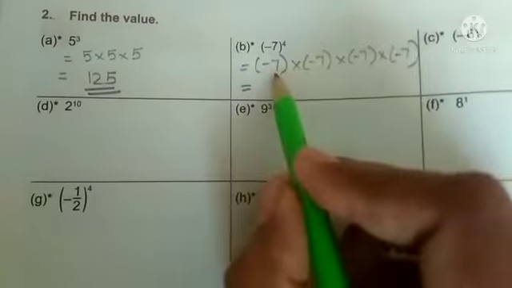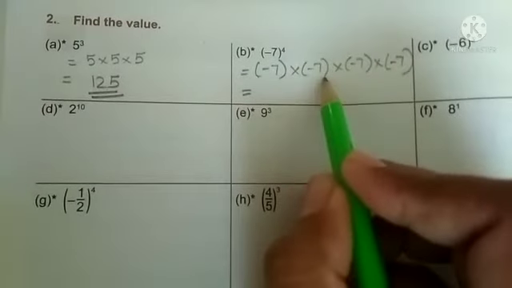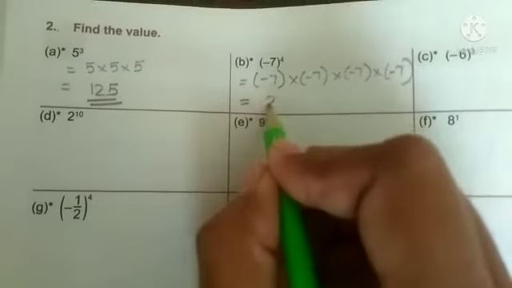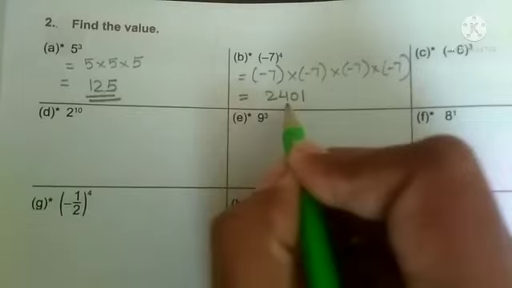So if you multiply 7 with 7, 7 sevens are 49. Like this you have to multiply. 49 sevens, like this you have to multiply. So you will get 2401.